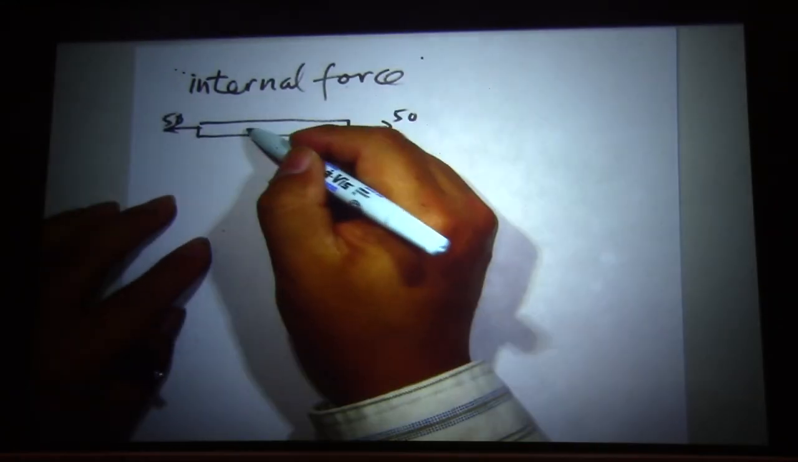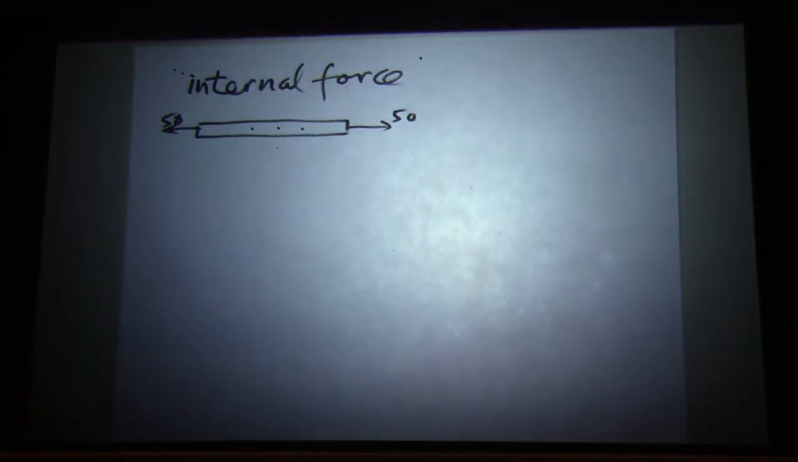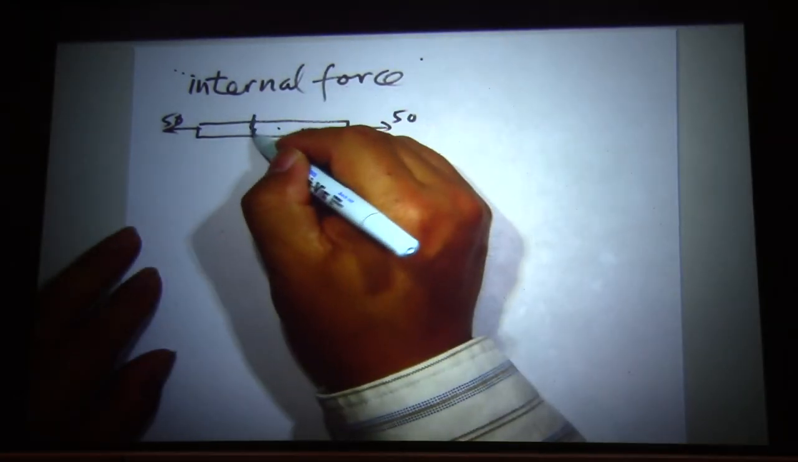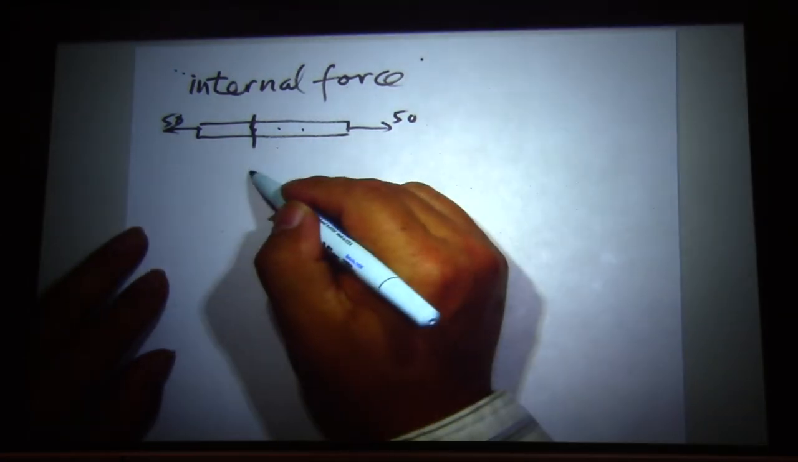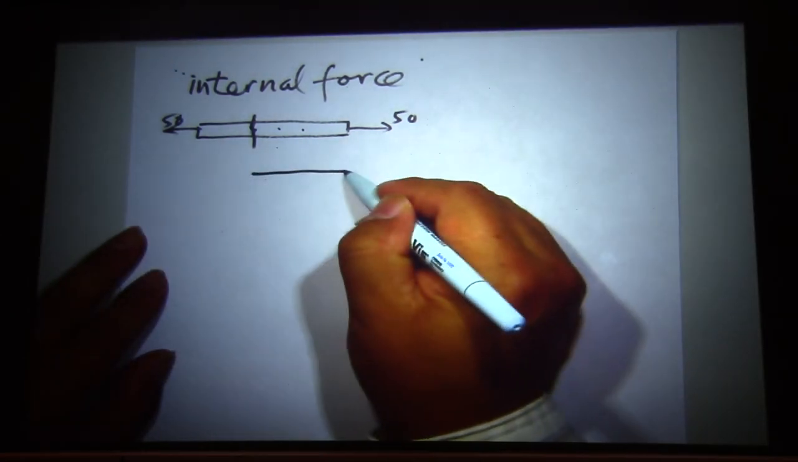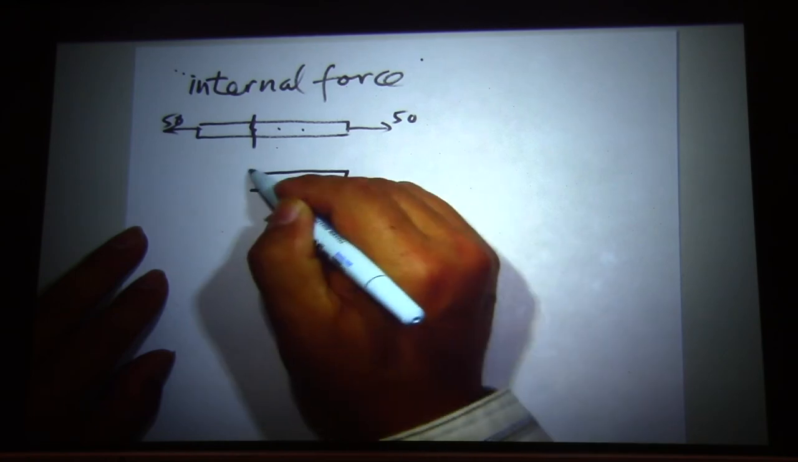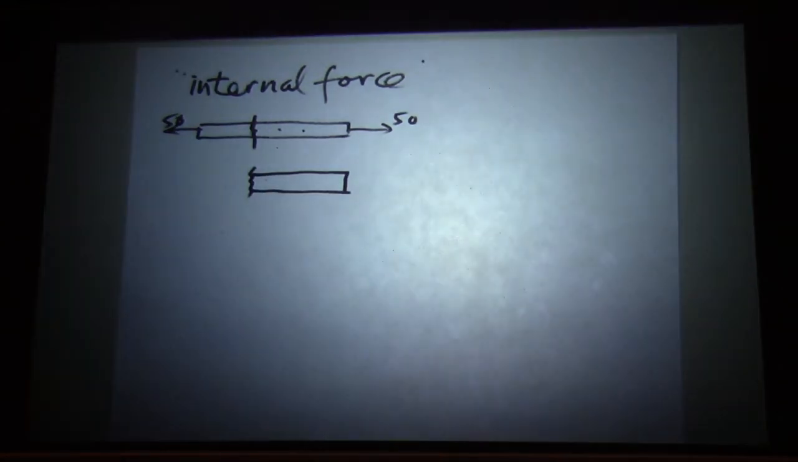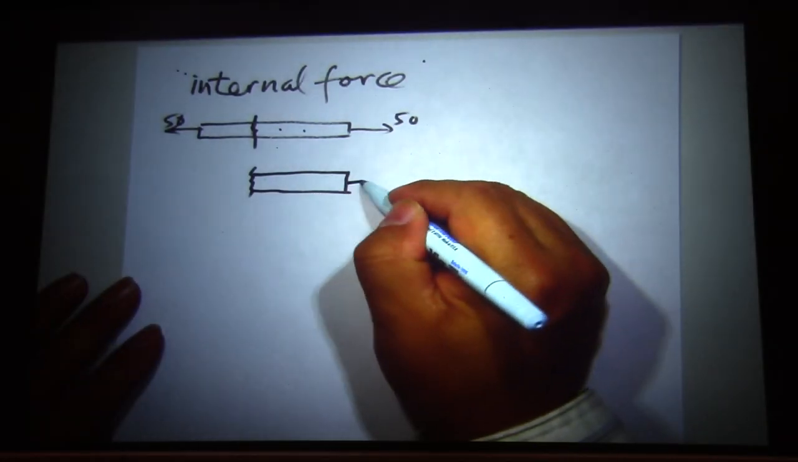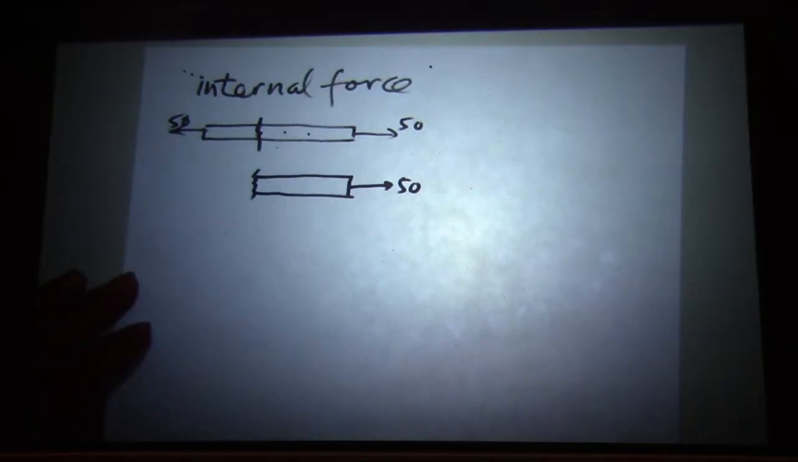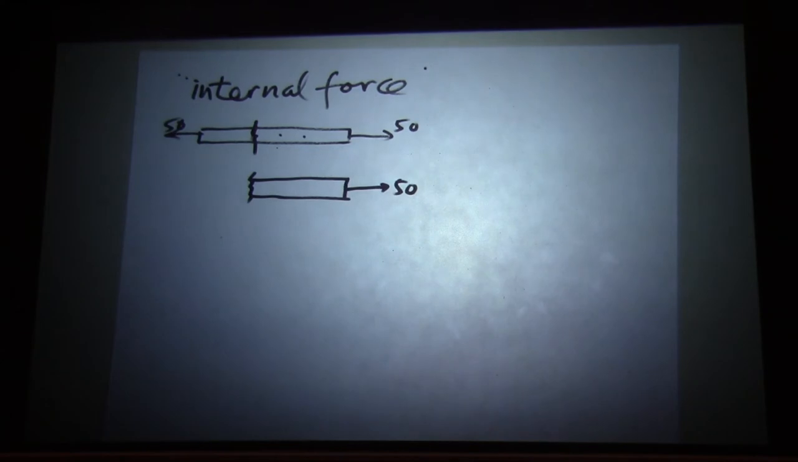Okay, now if you look at any point here inside, let's say I cut here, right? If I make a cut, then I can draw a free body diagram like this. So this is a cut, and I use this curved line to show I'm not making a perfect cut. So this is a 50 here. Now, what do you have on this surface when you cut it?